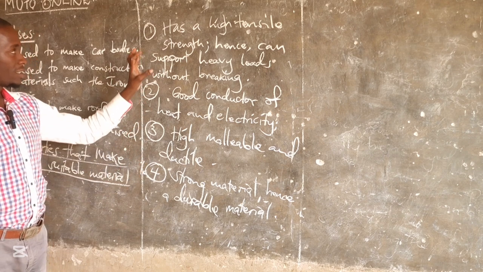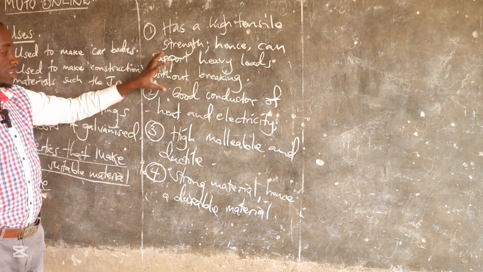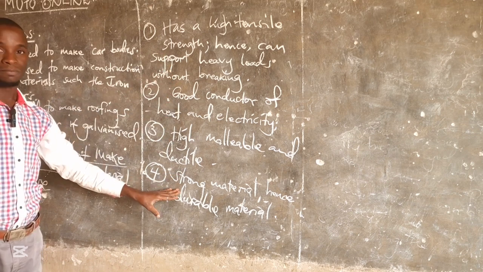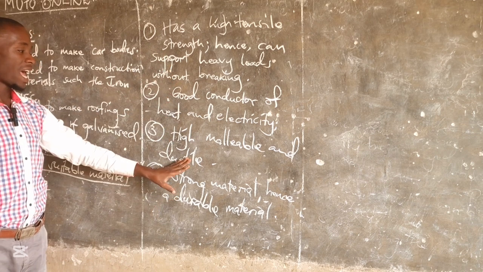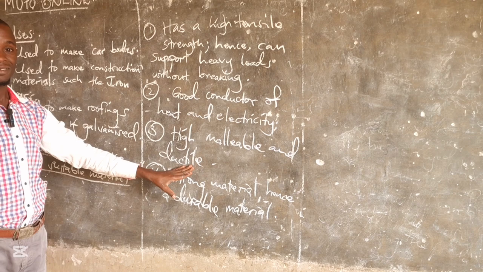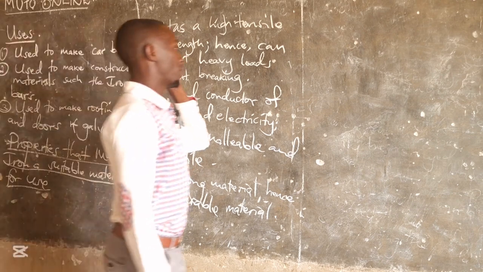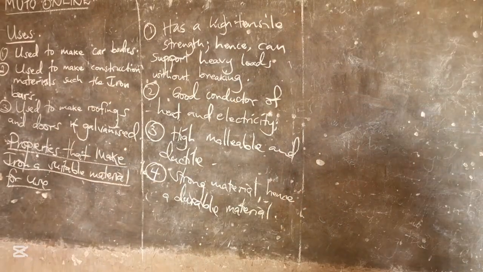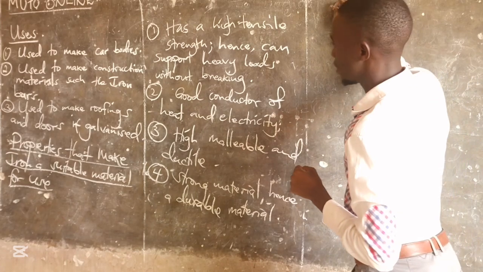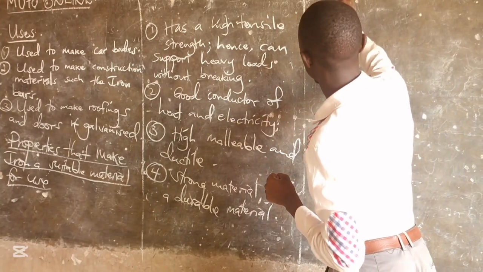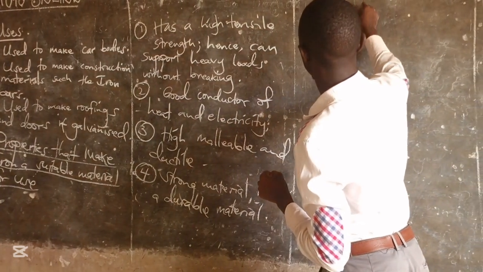We are giving the properties that make iron a suitable material for use. I think you can agree with me, these four are some of them. There are many others. We can look at copper. Let's start with aluminium.